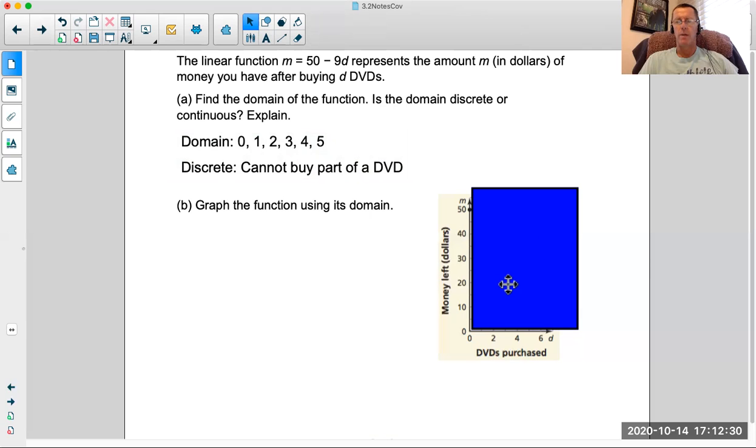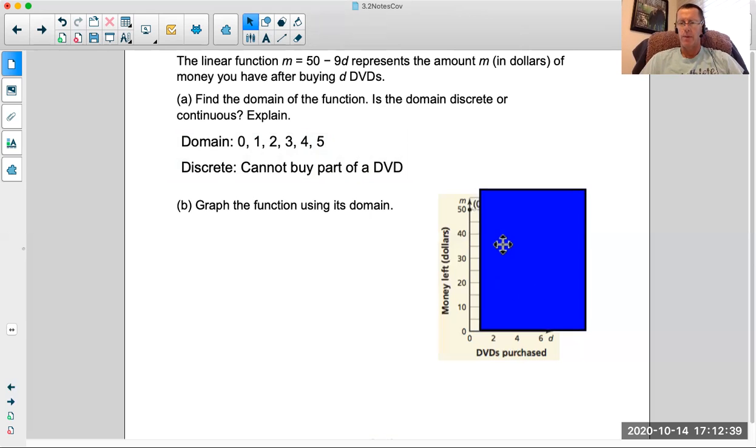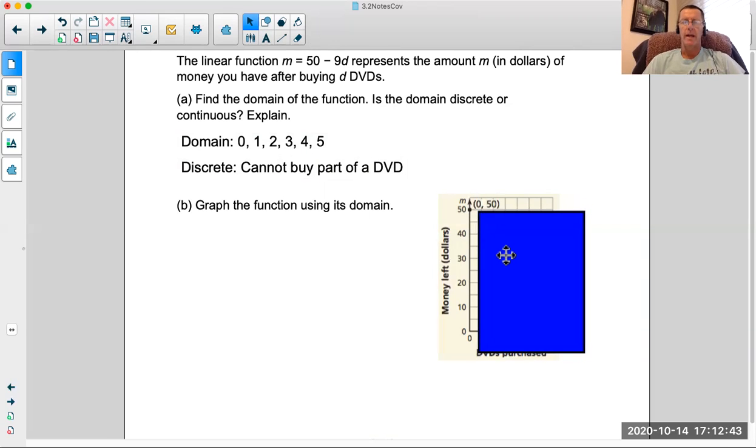Okay, and then what would it look like if you went to graph this? So let me ask you this. Again, if you didn't buy a DVD, how much money would you have left? 50, right? See why we have that point up there, right there at the top? 0, 50, I'll put it right there. Okay, what would be the next one? If you bought 1 DVD, how much money would you have left? Hopefully you said it would be 50 minus 9, which is 41.